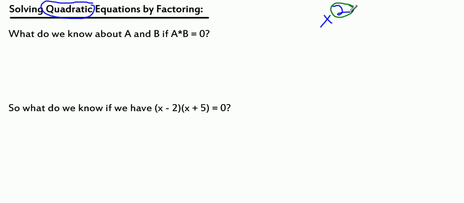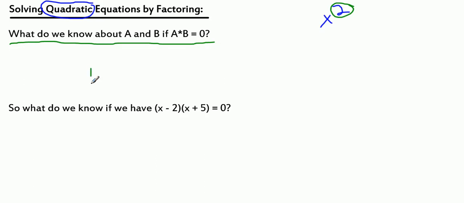So we're going to start off with a basic idea that's very important and drives the whole section. The first question is: what do we know about a and b if a times b equals 0? Well, one of the nice things about 0 is that anything times 0 is 0. But the other thing we don't always think about is that if two numbers multiply to 0, then one of them must be 0. You can't take two numbers that are not 0, multiply them, and expect to get 0.